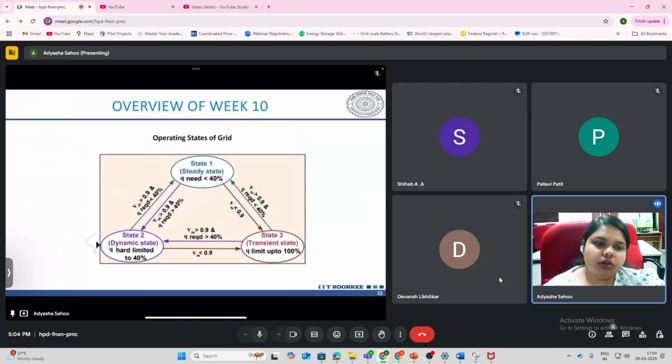So depending upon the requirement of reactive power, we can divide the operating states of the grid into three states. In the steady state, the voltage is within the limit, meaning the voltage will lie between 0.9 and 1.1. And to maintain this voltage in this range, if the Q requirement is less than 40%, then we say that the system is in the steady state. Now from this steady state, you can either go to the dynamic state or to the transient state.